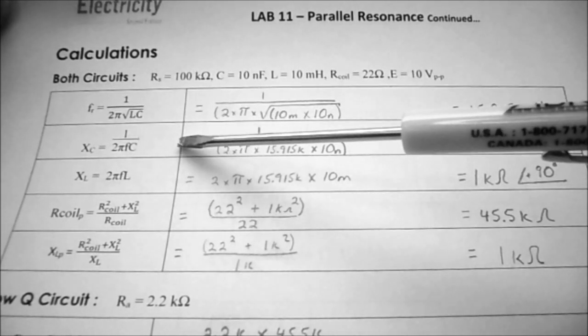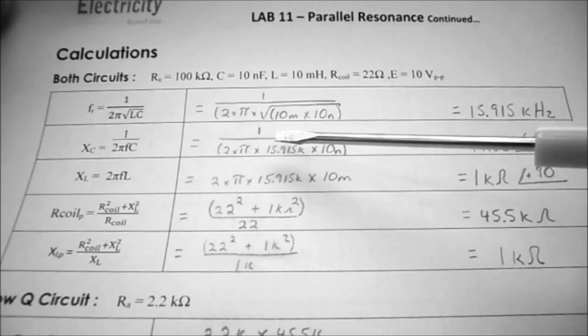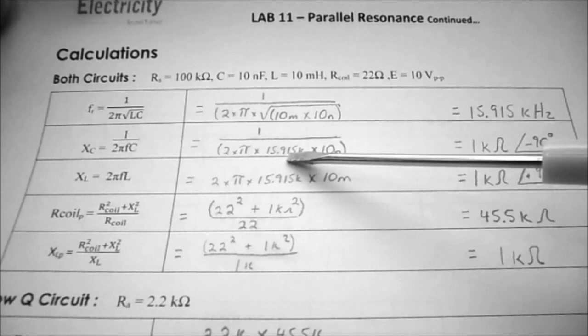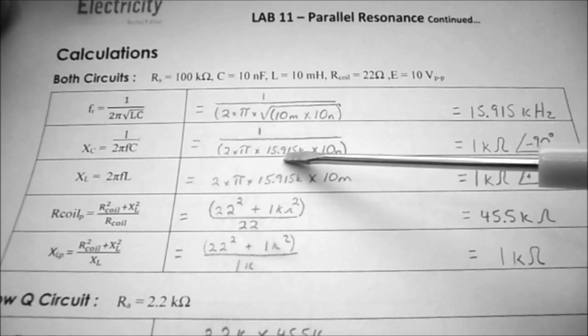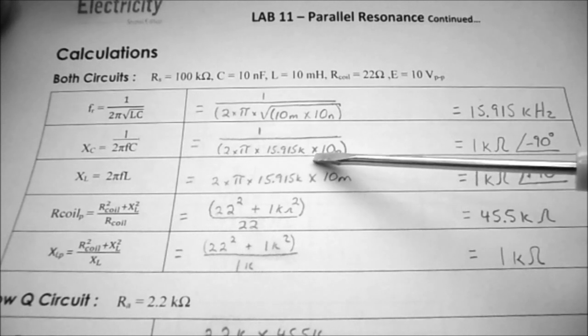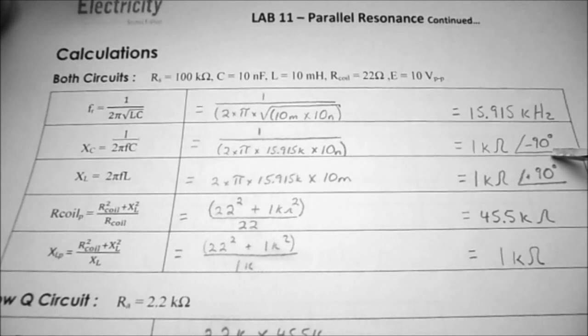Now XC is 1 over 2 pi FC, so that's 1 over 2 pi times the frequency, which is the resonant frequency that we're interested in. So that's 15.915 kHz times the 10 nanofarads. So that works out to 1 kΩ at an angle of minus 90 degrees.